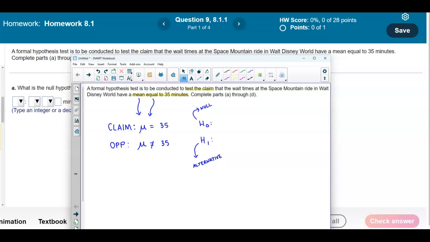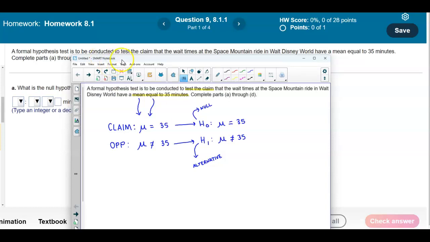Now we need to look at the claim or the opposite of the claim. Which one of these contains the equal sign? Well, the claim does, and the equal sign always goes with the null hypothesis. Therefore, the null hypothesis is the population mean equal to 35. The opposite of that is the alternative hypothesis, the population mean not equal to 35.